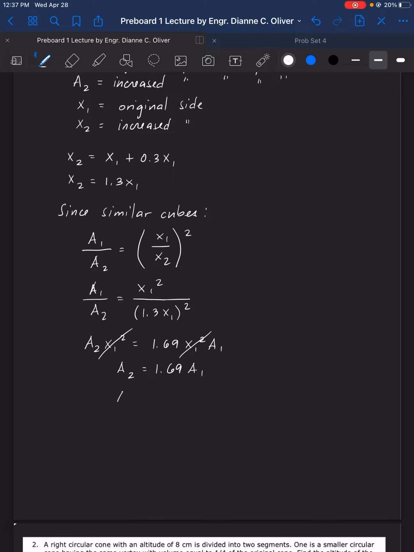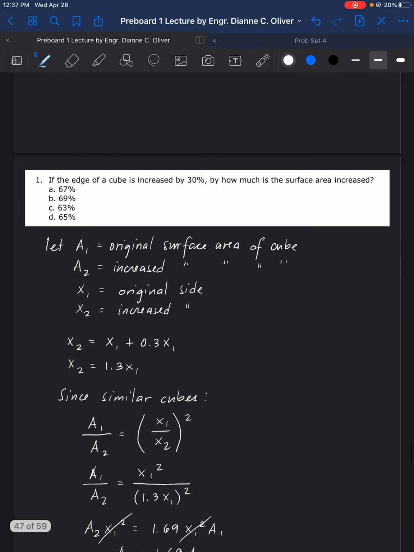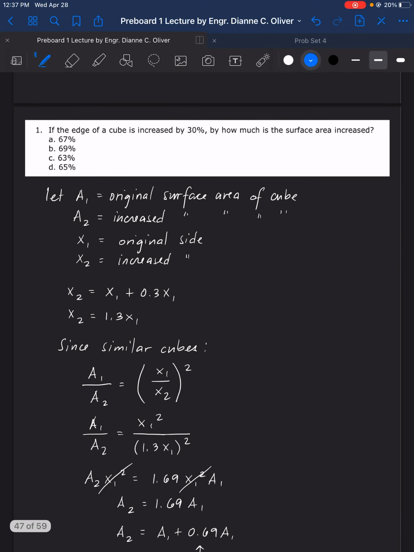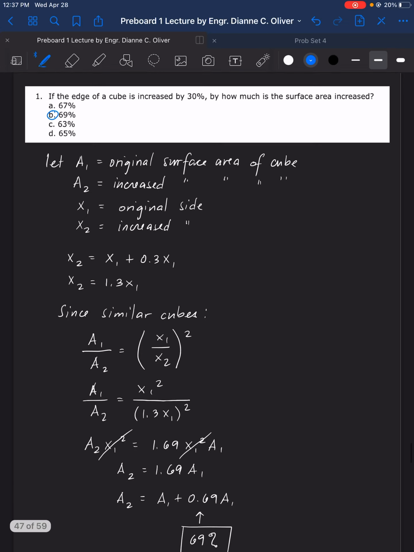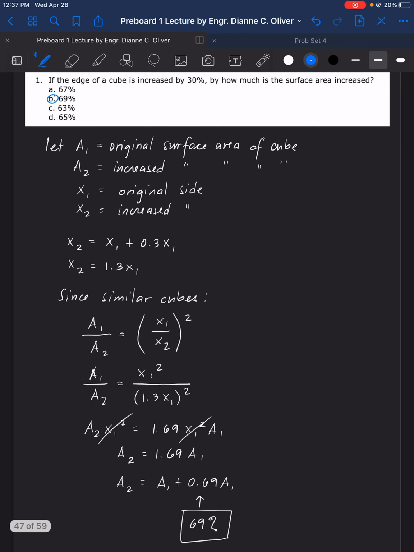That means A2 is equal to A1 plus 0.69 of A1. So what is 0.69 here? That is increased by 69%. So the answer for number 1 here is letter B. Okay, so that's for number 1.